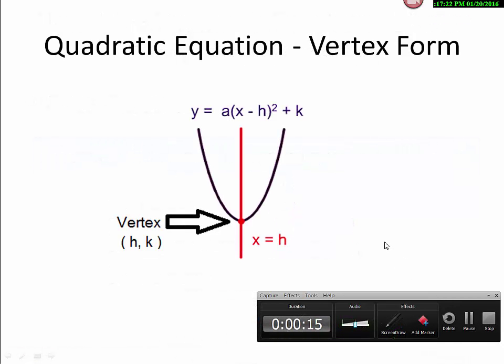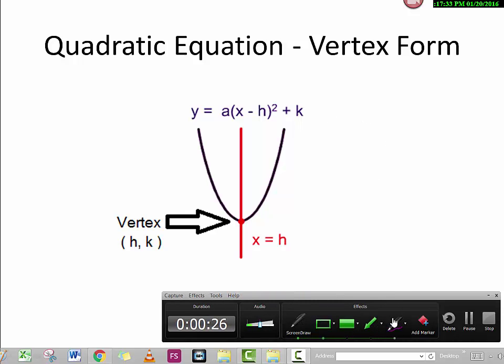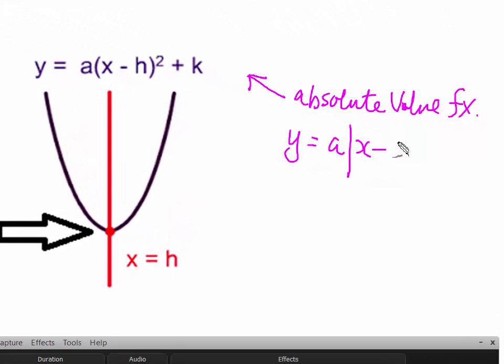Here's the vertex form of a quadratic equation. If you still remember what we have learned in Unit 2.6, the families of functions, this is very close, though not exactly the same, to our absolute value function. And the general formula for the absolute value function is y equals a absolute value of x minus h plus k. Remember that? We have exactly the same thing, except right now we use a parenthesis instead of an absolute value sign, and more importantly, there is the square here.